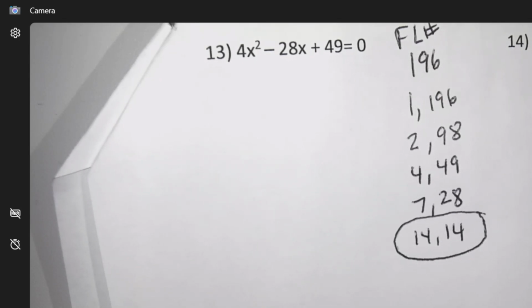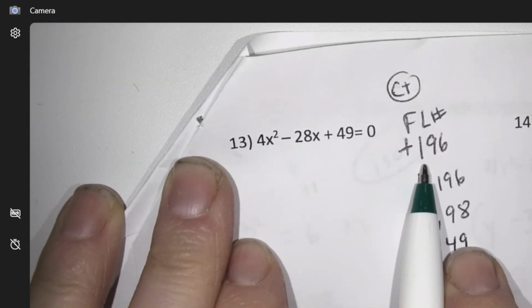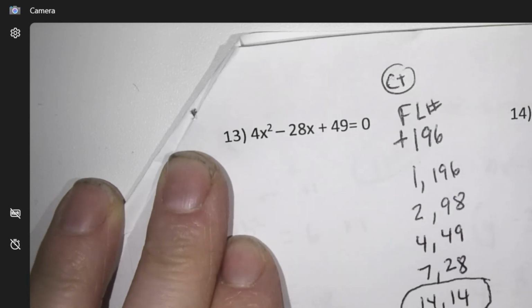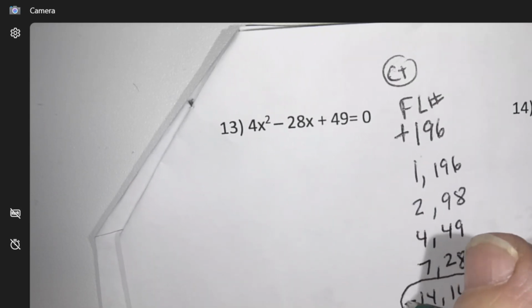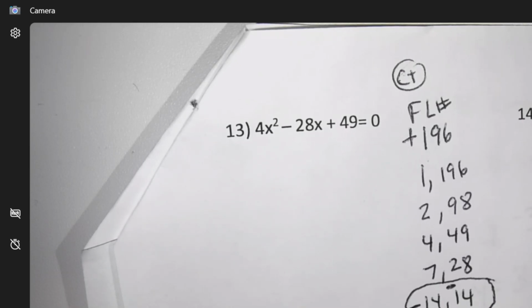Okay, what do I know about the signs on this? Let's think. We have to multiply to positive, but then we need to add to negative 28. So we're going to say negative, negative.